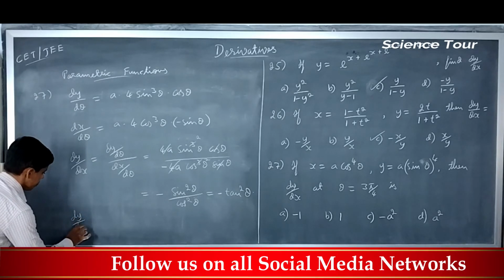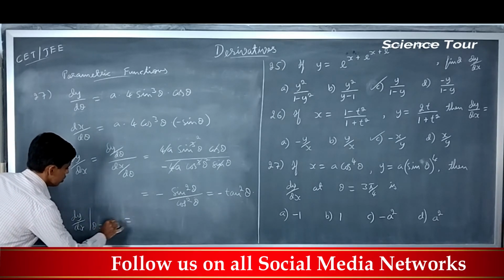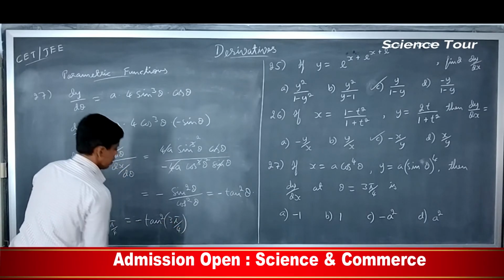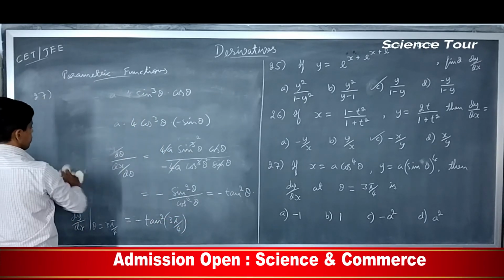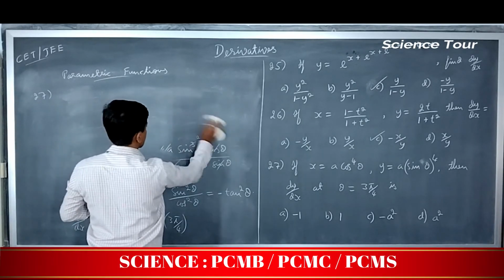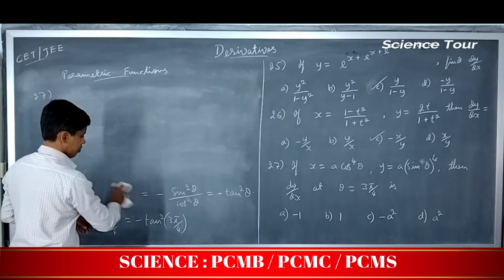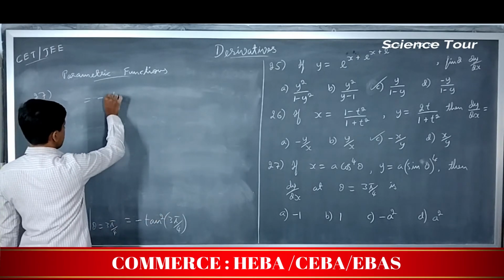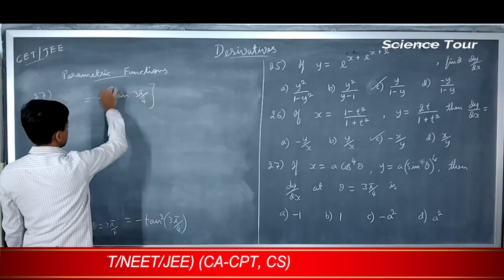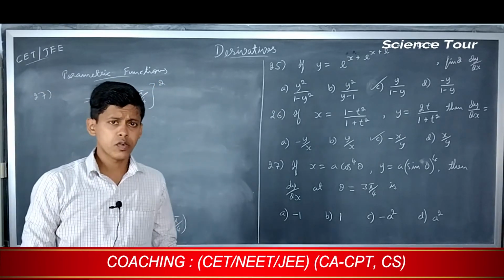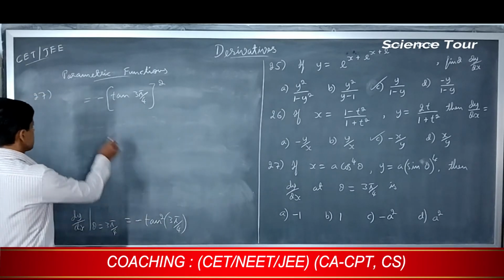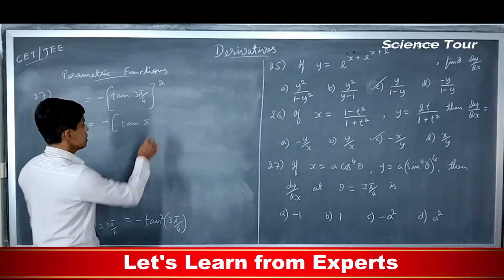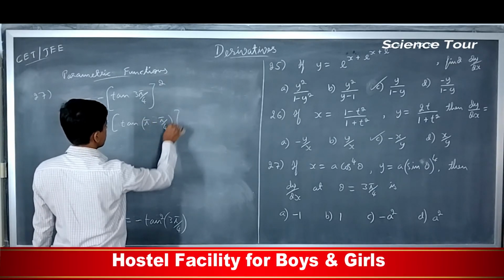So, what is dy by dx at theta is equal to 3 pi by 4? See, this is equal to minus tan square 3 pi by 4. How do you simplify that? Well, keep that minus as it is. What is the meaning of tan square? That is tan 3 pi by 4 whole square. That's the meaning of tan square, tan into tan, twice. Now, how do you write this 3 pi by 4? You can write it as pi minus pi by 4, is it not? So, pi minus pi by 4 is 3 pi by 4.